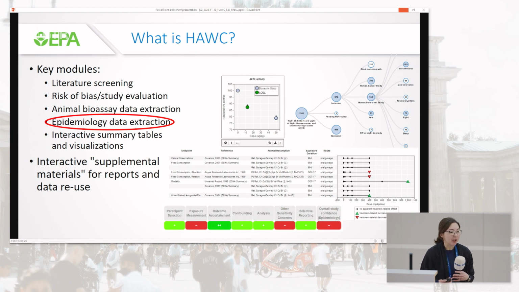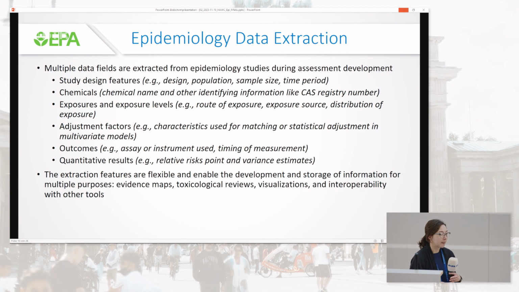So some of the key modules in HAWC that we use for the IRIS process include the literature screening, literature inventory, risk of bias and study evaluation, and data extraction both for animal and human studies. And these extracted data can then be used to create interactive summary tables and visualizations. So there are just a few screenshots shown here, and I'll walk through some of these applications in the coming slides.